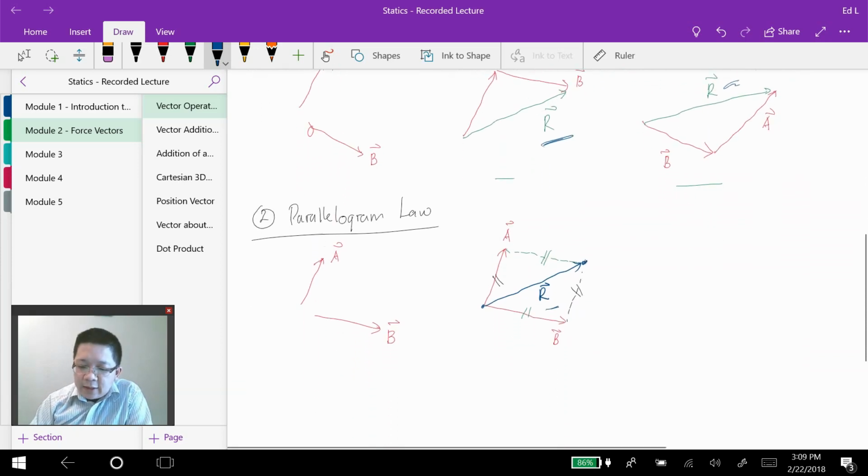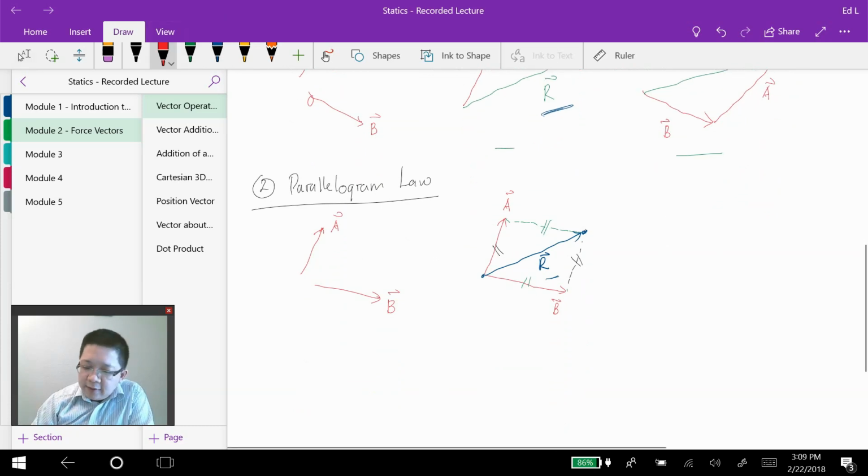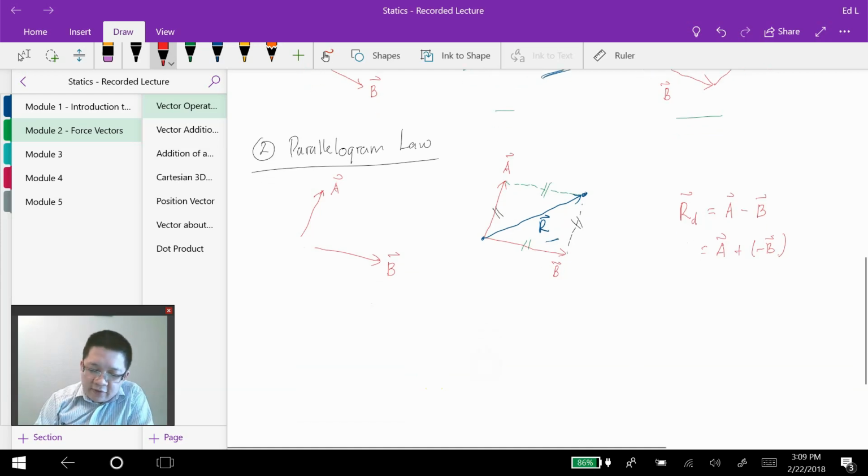In a similar manner, we can do the same thing for vector subtractions. For example, if I'm interested in calculating R of t equals A minus B, we can calculate this by writing it as A plus minus B. So what does it mean? It means that we have a vector A, right? Then we have a vector of minus B, which is going in the opposite direction.